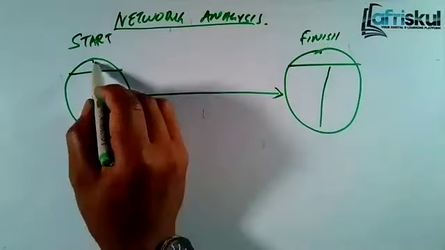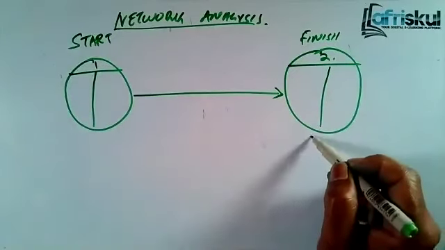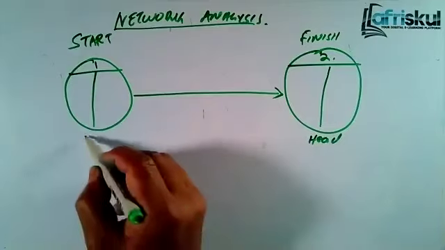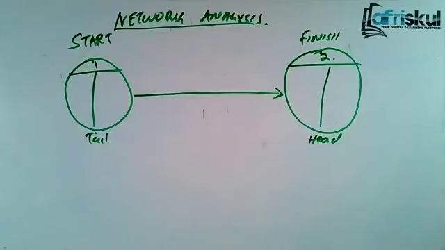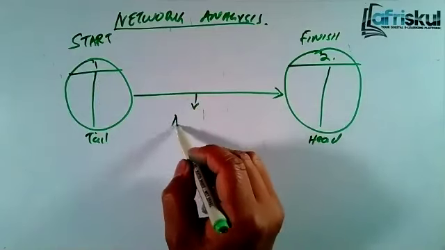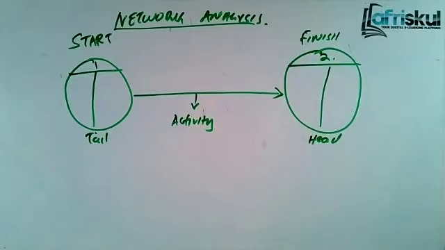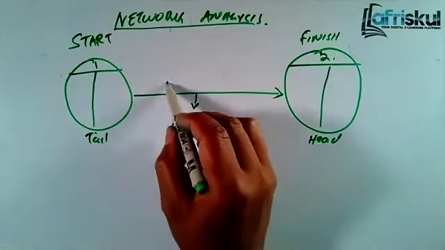Now, you can call it 1. You are moving from 1 to 2. Also, this one you can call the head, and this one is the tail. And then moving from 1 to 2, this is what we call an activity. And we have said an activity is an undertaking which consumes time and resources. Moving from 1 to 2, we'll be having what we call the duration.